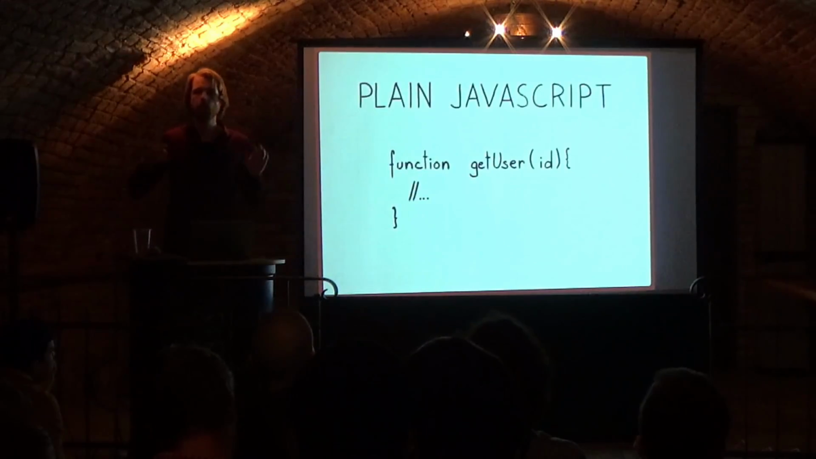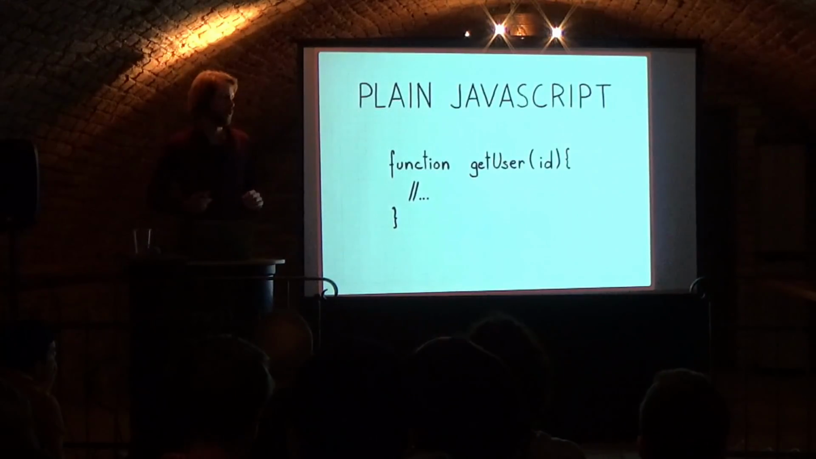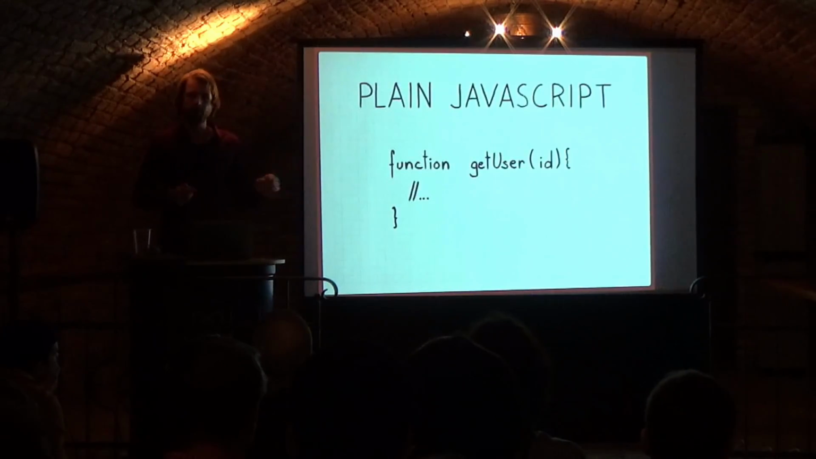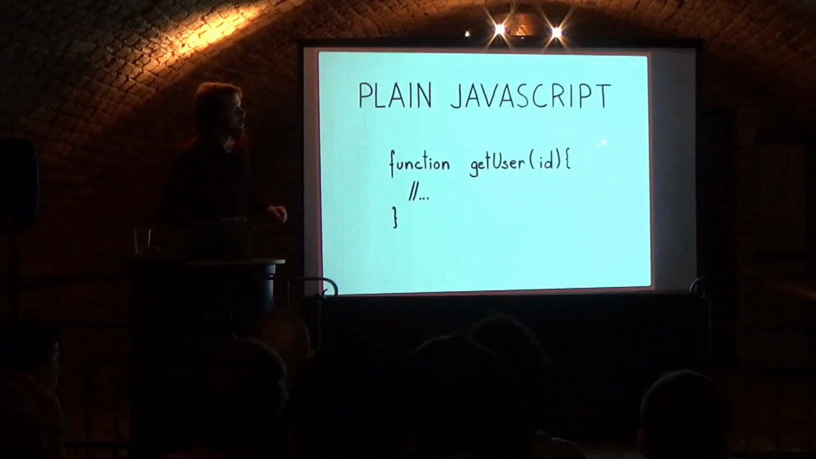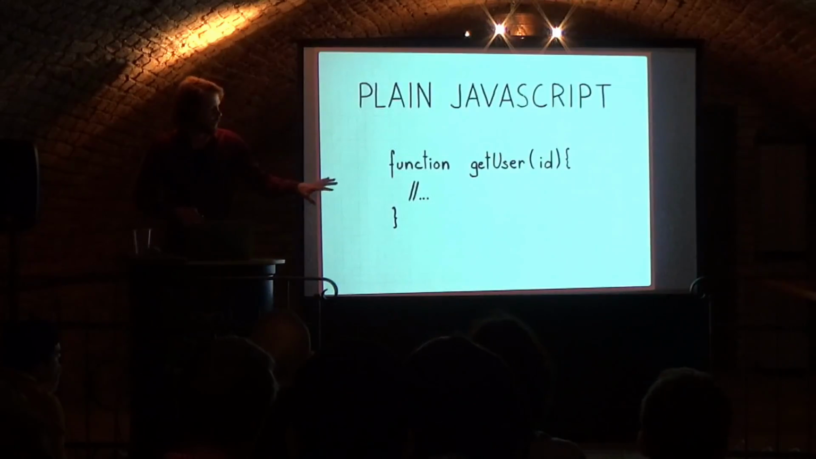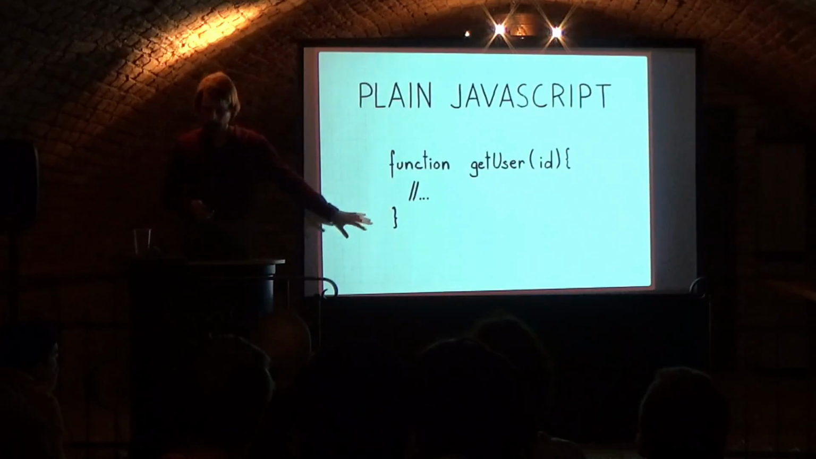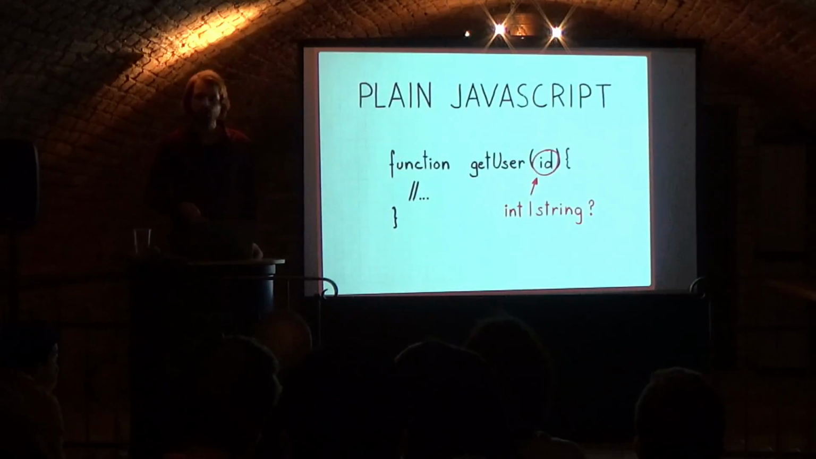So we start with plain JavaScript, and now it's getting more interesting because we see code to explain. We have a function getUser somewhere. You have probably built this yourself already, and you expect an ID. My question to you: without looking at the implementation, what is ID? A number. Well, could be. Could also be a string, right?